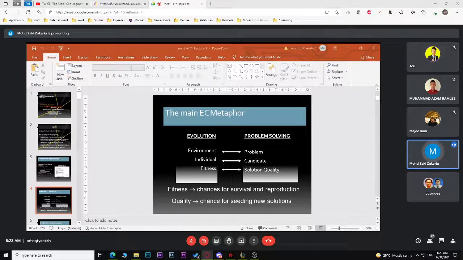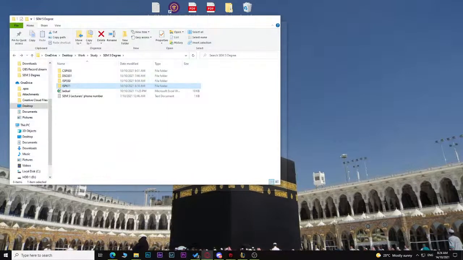Okay, Darwinian evolution 1, survival of the fittest. It means all environments have finite resources, so an environment can only support a limited number of individuals. For example, for a limited number of individuals, we need to define the number of individuals. For example, we define 50 individuals or 60 individuals or 20 individuals.